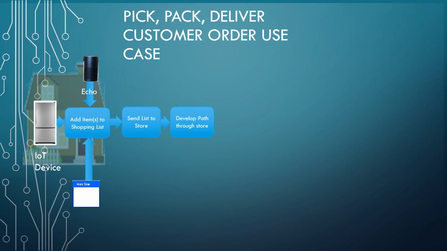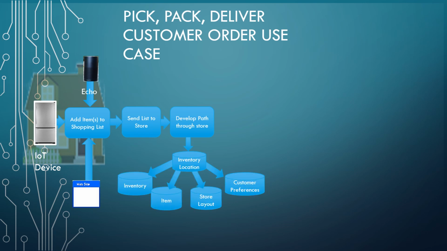In the store, they have to develop a path through the store to pick the various items. And that's depending on various things like what is your inventory of those items, where are they in the store, and what sort of preferences your customer has. You then send the robot around the store to pick up the various items.